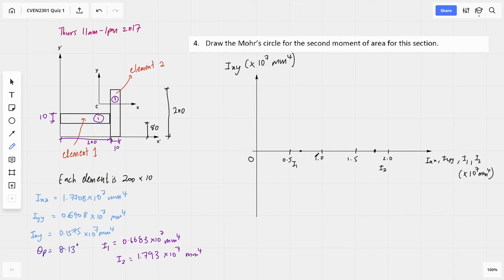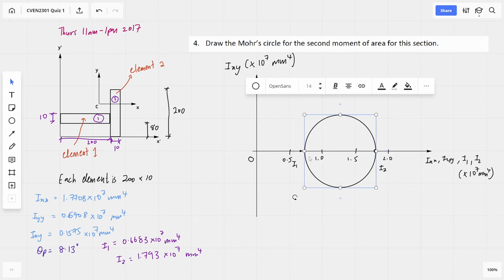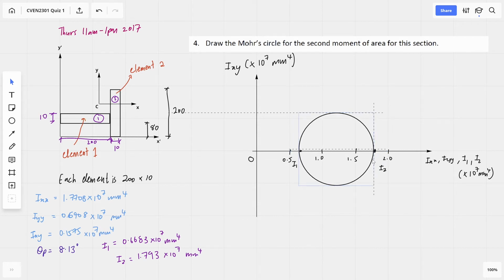And I can put these as these numbers here because I have accounted for the times 10^7 in this area here. I've put it in brackets to tell the marker or whoever that I'm raising everything here by 10^7. Right, and now since we've got I1 and I2, we can go and draw the circle. So, let's just say, okay, so yeah, that looks good enough, something like that.